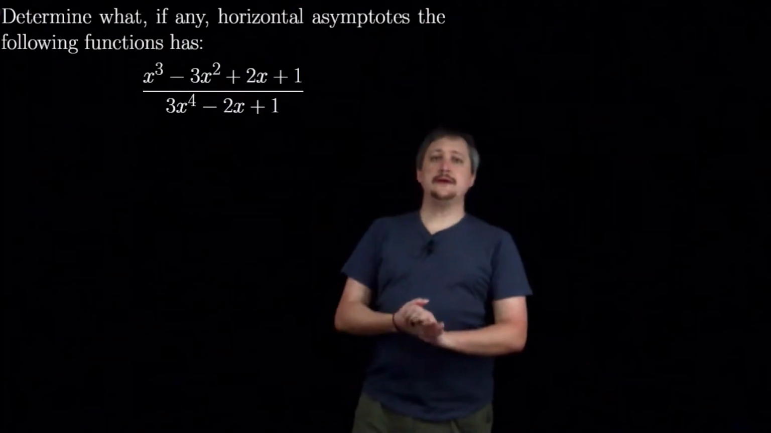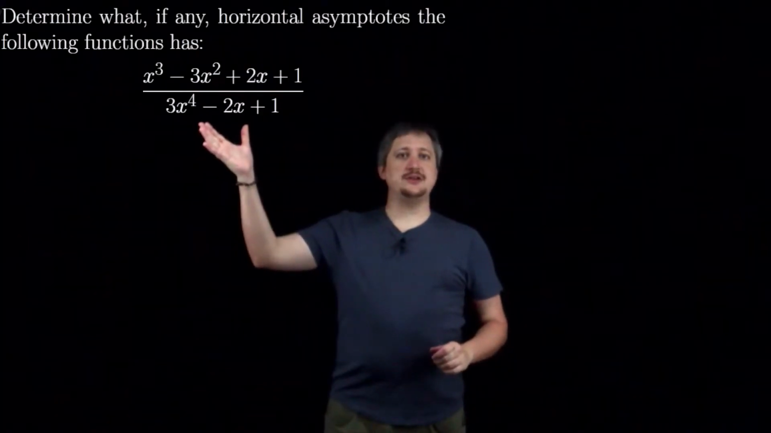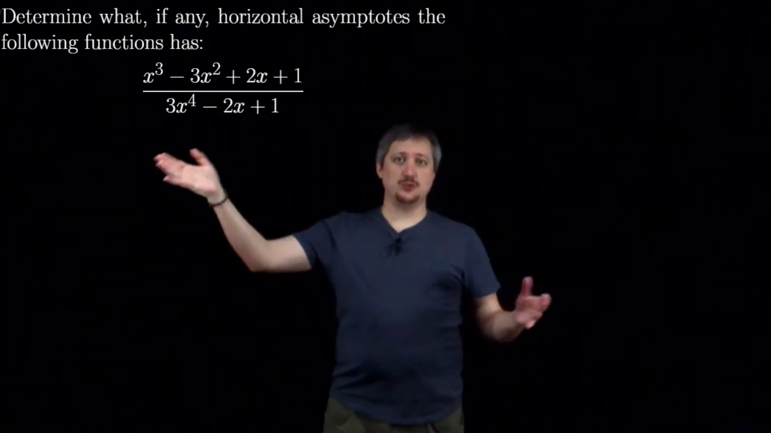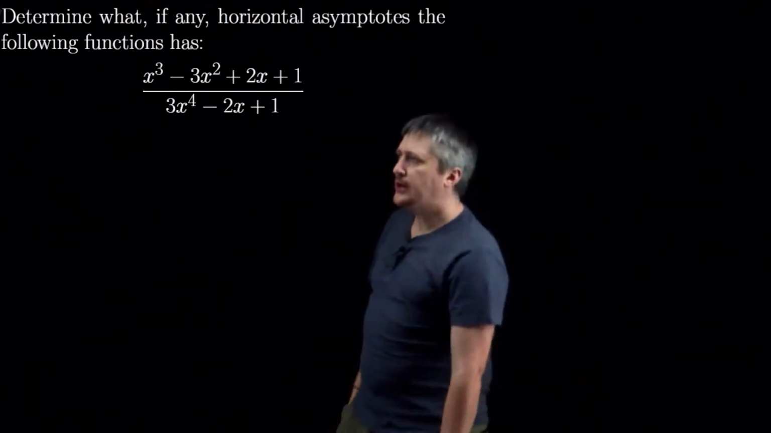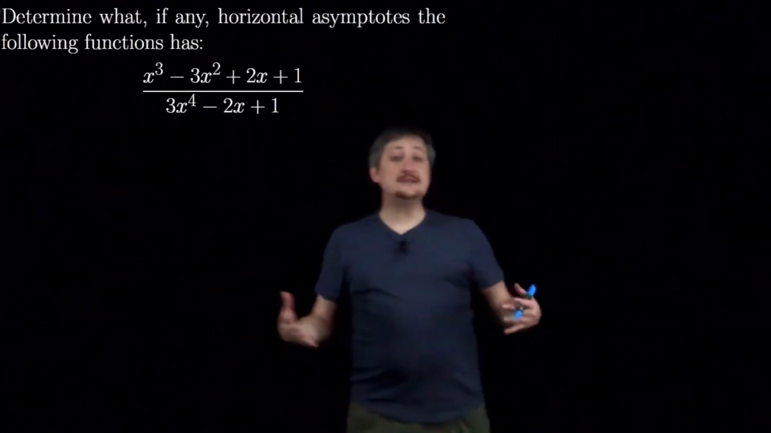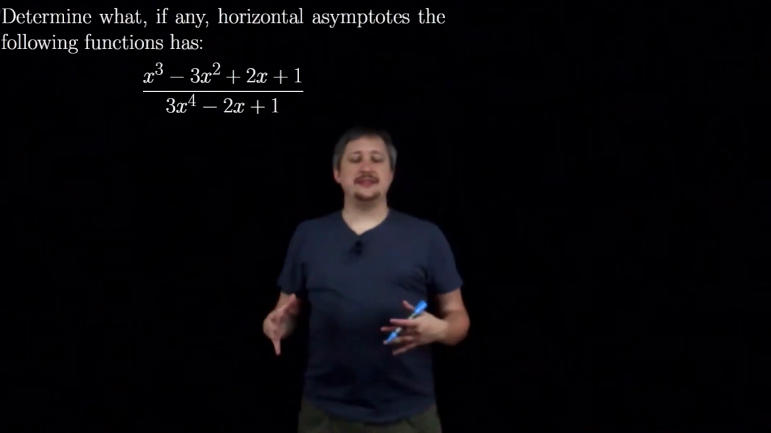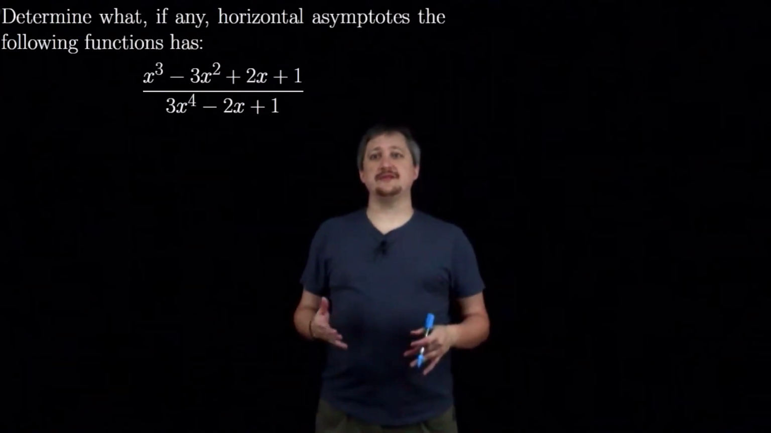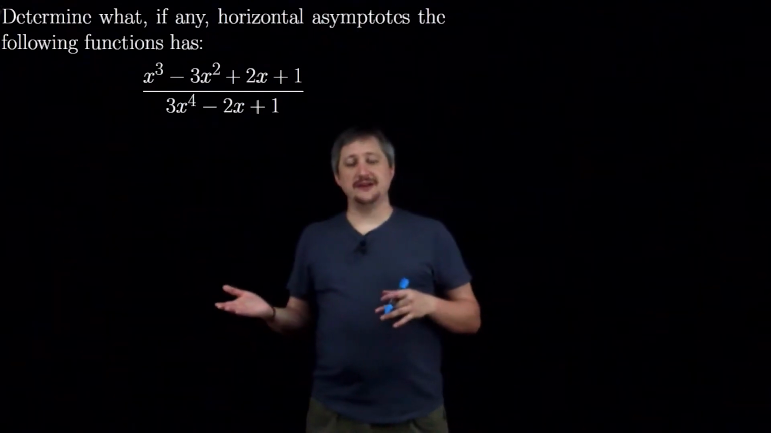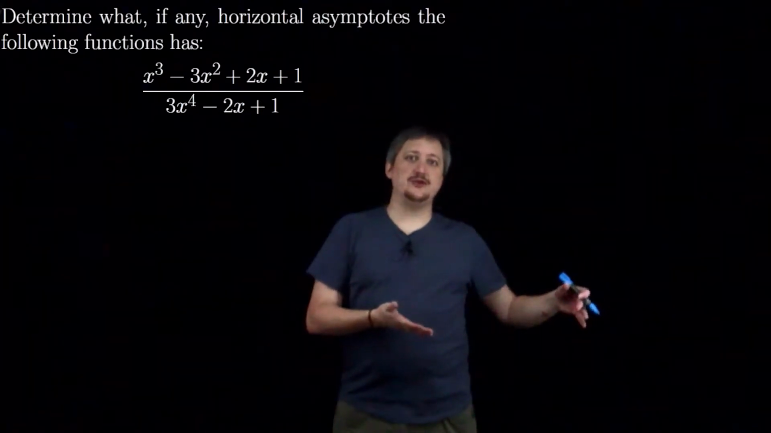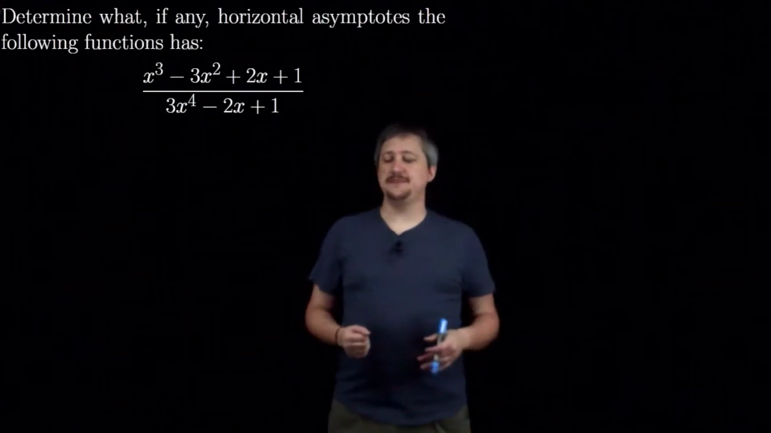Hello. So in this video, we're going to be computing the horizontal asymptotes, if there are any, of this given function. Remember, the whole idea of horizontal asymptotes is that they are this end-term behavior. There are these y values that the function is eventually trending toward, right?